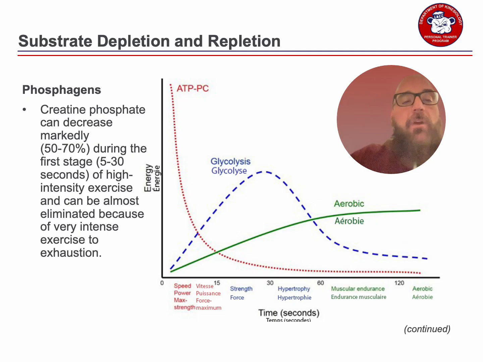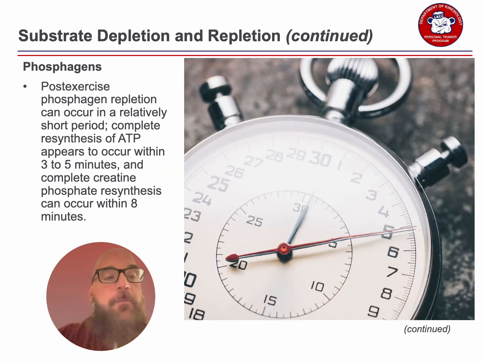So look at where ATP-PC, the red line, drops out right at 15 seconds. And then at 30 seconds, I mean, it's barely in the background. There's just no way you can sustain that full volition effort. So phosphagen repletion can occur in a relatively short period of time. Complete resynthesis of ATP appears to occur within 3 to 5 minutes, and complete creatine phosphate resynthesis can occur within 8 minutes. So we get a big chunk of it in 3 to 5 minutes, but by 8 minutes, we've got that whole thing really, really filled back up.